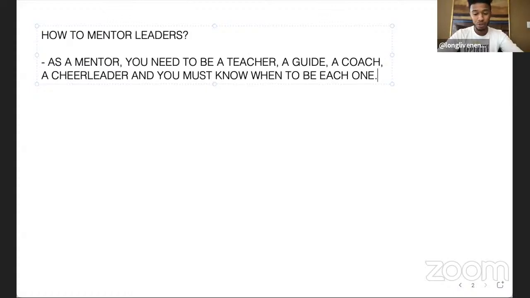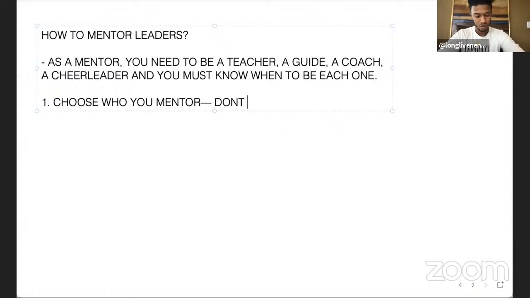Now, how do you mentor leaders? Number one, choose who you mentor. Don't let them choose you. So I choose who I mentor. I don't let them choose me. You got to know that. He says in the book, Jesus picked the 12. They didn't pick him. Jesus picked the 12 disciples. The 12 disciples didn't pick Jesus. So you got to understand that you got to choose who you mentor.